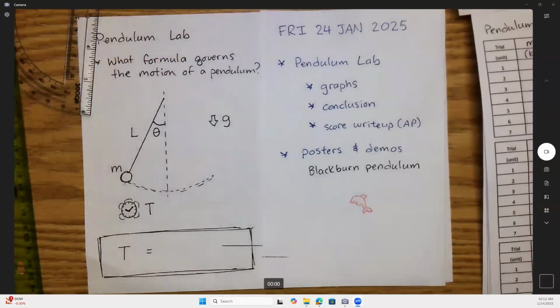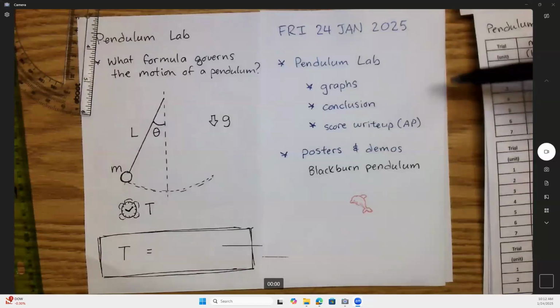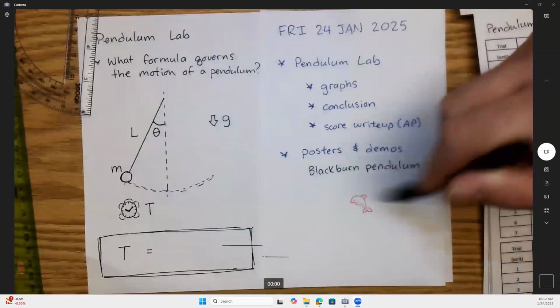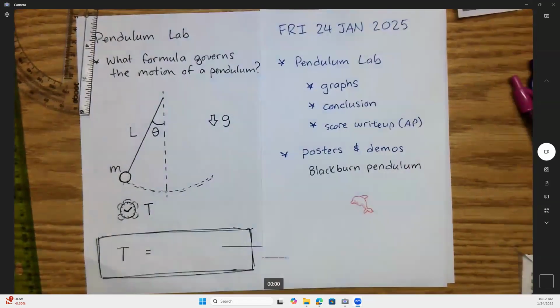All right. So let's figure this out. Oh, and then we should have a few minutes at the end of class, so I'll show you guys some Blackburn pendulums, which are pretty cool too.